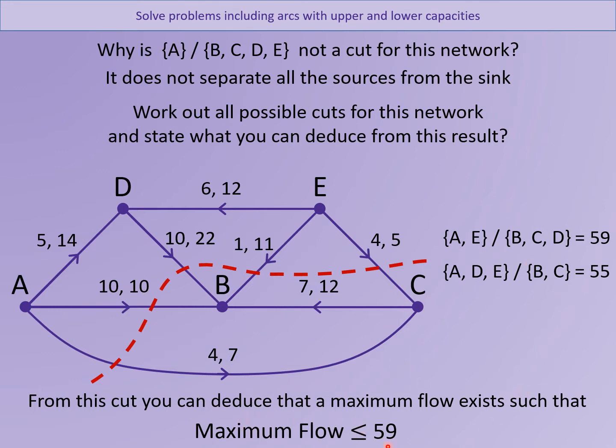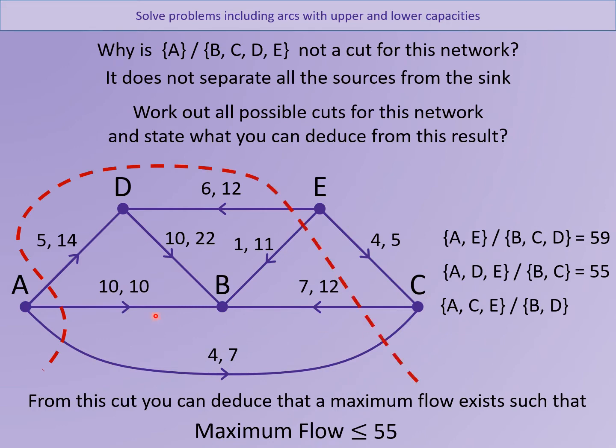The maximum flow through this network is actually 55. Okay, so we know now that that's been reduced down to 55. All right, so if we get the 59, what's the point of being able to do that? Because at this cut here, we can only flow 55 through it. Right, what's another cut we could have?